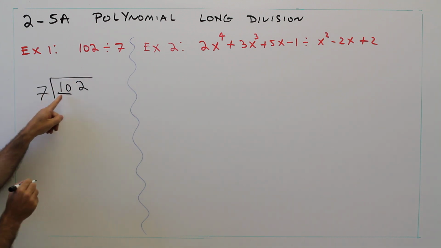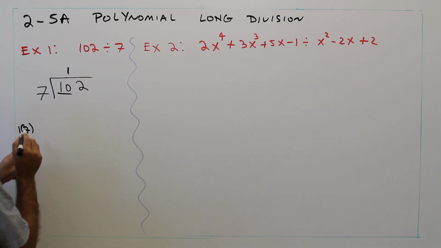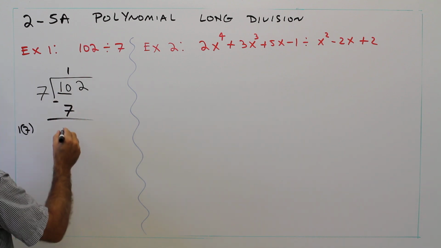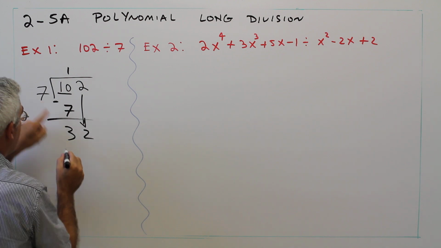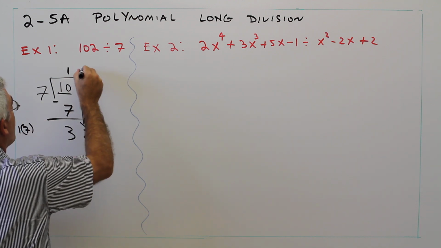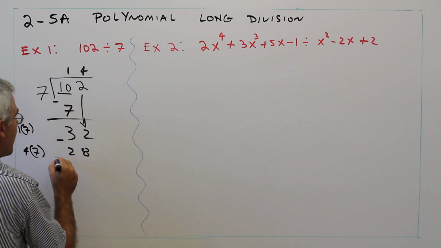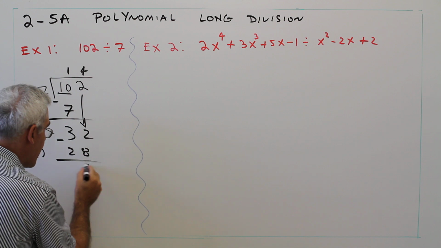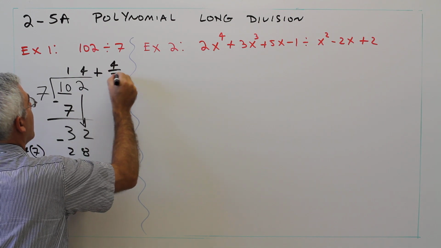Then we see that 7 goes into 10 once. 1 multiplied by 7 is 7. Subtract, get 3. Carry down the 2. 7 goes into 32 4 times. 4 times 7 is 28. Subtract, we get 4. 7 doesn't go into 4. That's the remainder. And we go plus 4 over 7.